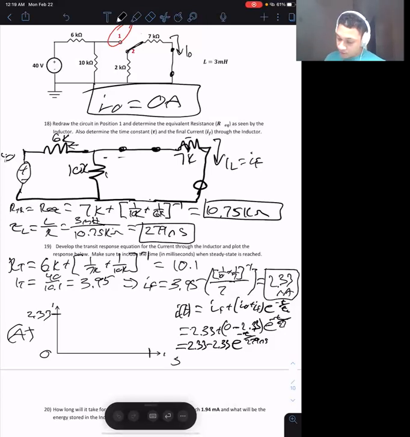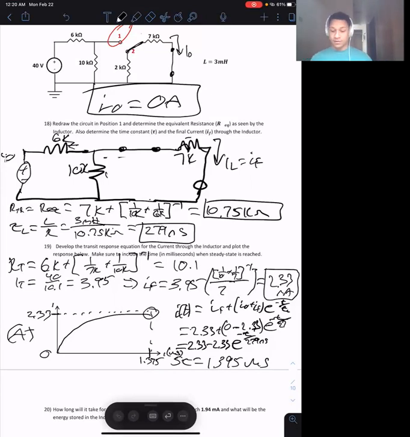Now our endpoint's always 5 tau. Tau being 279 nanoseconds times 5 is going to get you 1.395 microseconds, and that's the unit we'll put t in. So that's 1.395, and then all we have to do is kind of make a curved line like that. It kind of approaches asymptotically to the I final, and we consider that part right there to be steady state, and that is problem 19.